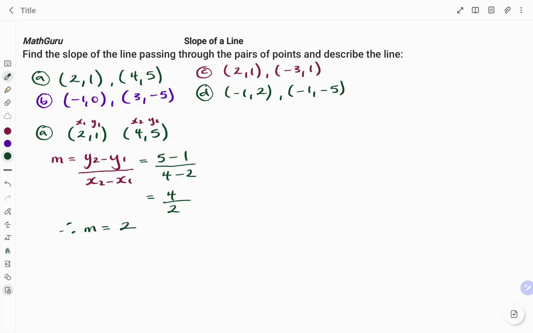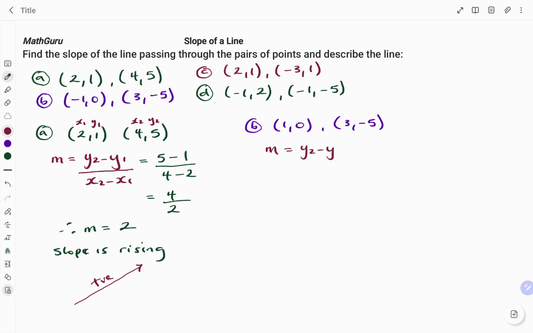And because that is a positive value, we say the slope is rising, or positive. In the second example, B, I have the ordered pairs (1, 0) and (3, -5). The formula for finding the gradient of a line given two points on that line is m equals the change in y, y2 minus y1, divided by my change in x, x2 minus x1.